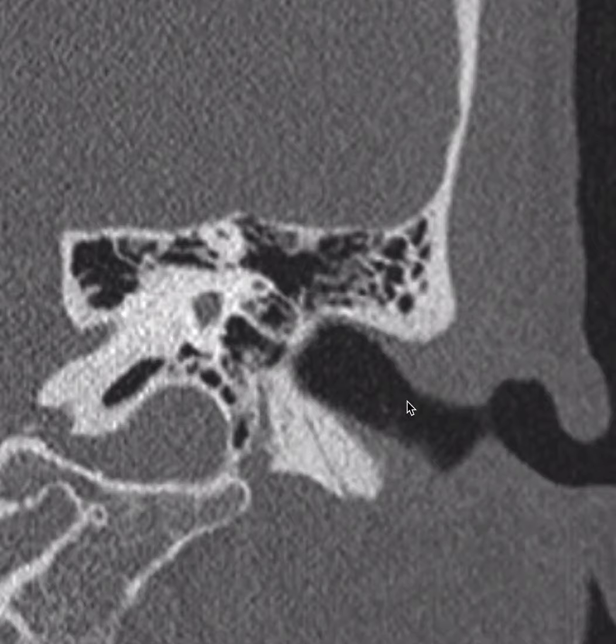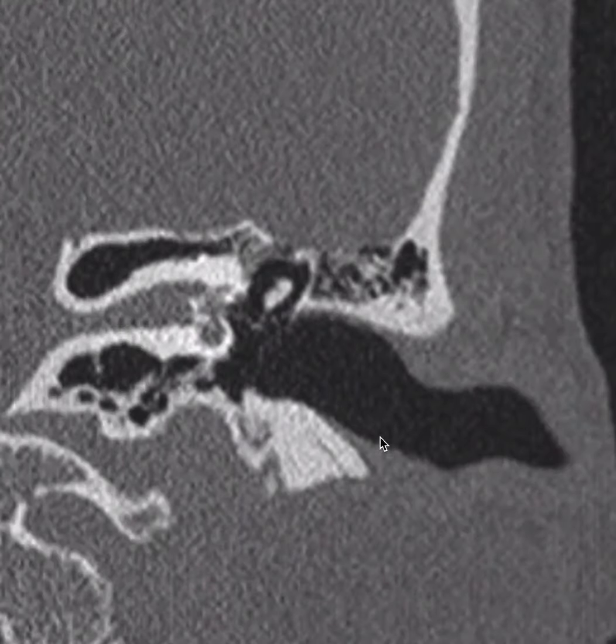The narrowing we see in the external auditory canal as we transition from fibrocartilage to bone right here is known as the isthmus. You'll notice this point of narrowing persists as I scroll anteriorly. Right here is the isthmus.